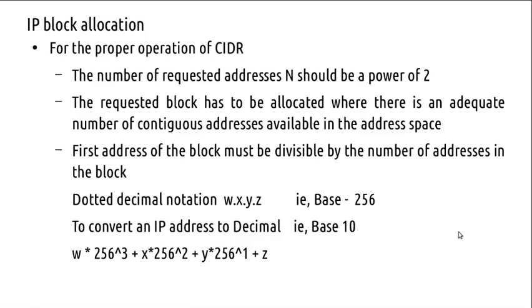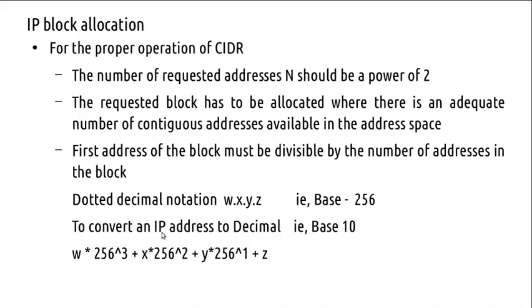You won't allocate say 1000 IPs, rather you will allocate 1024 IPs or 2048 IPs. IPs are allocated in powers of 2 because we are dealing with the binary number system, and you have some discretion when you allocate blocks. So this is something to be very much followed. The first address of the block should be divisible by the number of addresses in the block. So that is one very important thing.